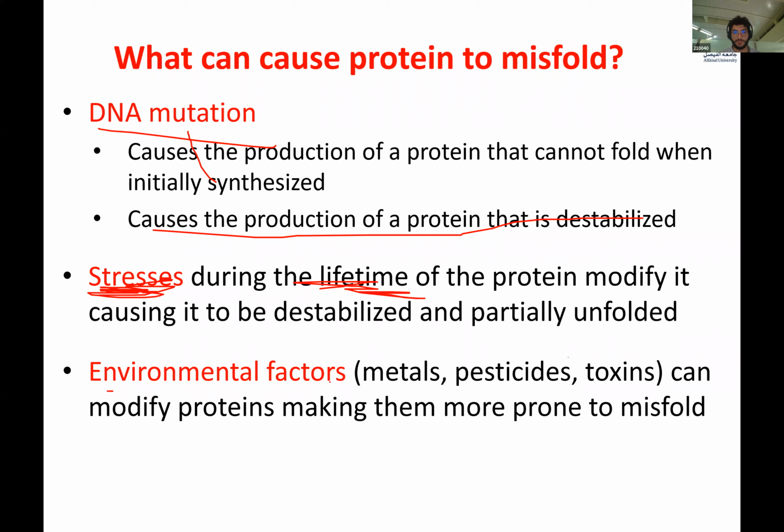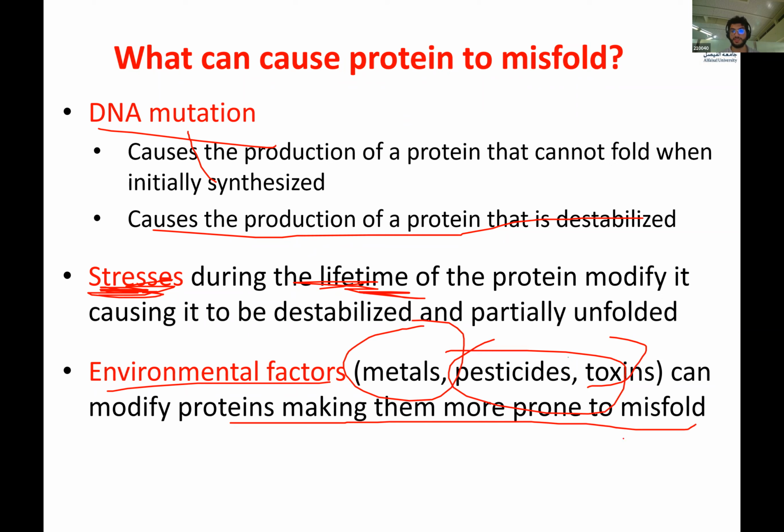Other factors could be environmental factors, for example, metals, toxins, pesticides, all of that. Obviously, all these can cause the protein to misfold. Just know that DNA mutations, stresses, and environmental factors can cause protein to misfold. You don't need to know specific details.